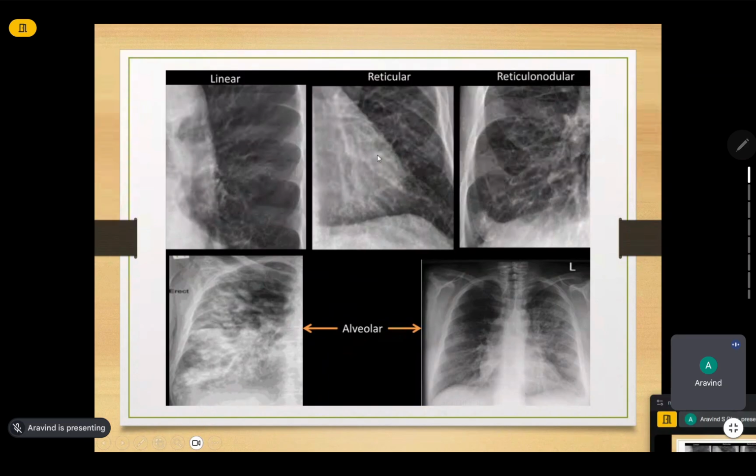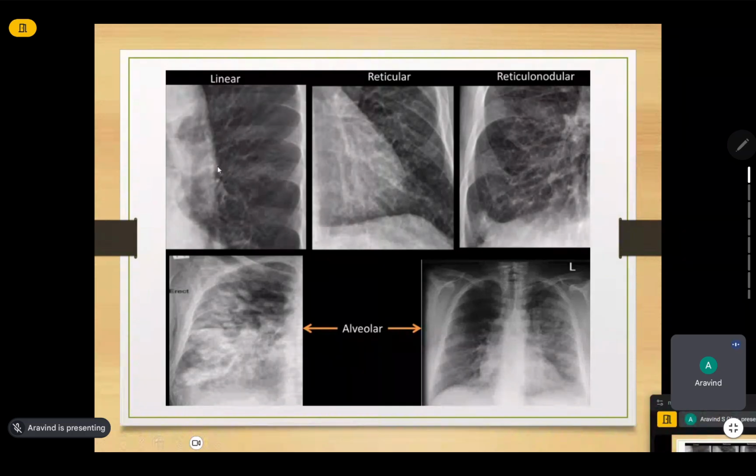So there are certain types of opacities: linear, reticular, and reticulonodular. These are known as the interstitial pattern opacities, and this one is the alveolar pattern. Interstitium is nothing but the space between the two alveoli, where we have connective tissues. You can see linear, patchy line-like things like this, so the interstitium is involved.